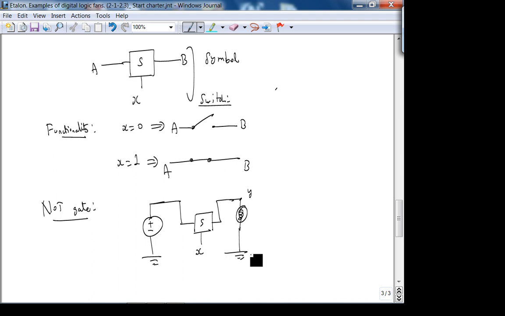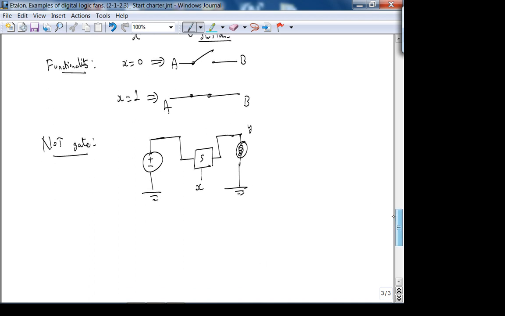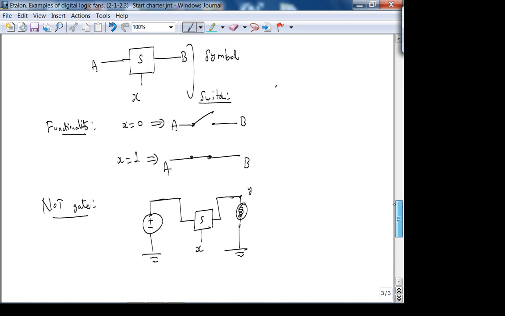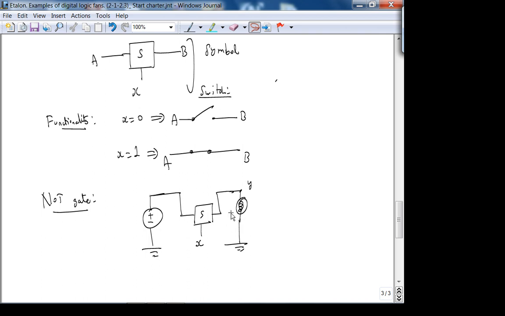Okay. So let's see if this works. So if X is 0, switch is open, the light bulb doesn't light up. If X is 1, it lights up. Okay? So this looks fine, but are there any potential problems with this? This is getting you to start thinking practically.